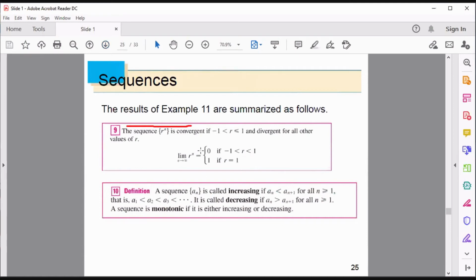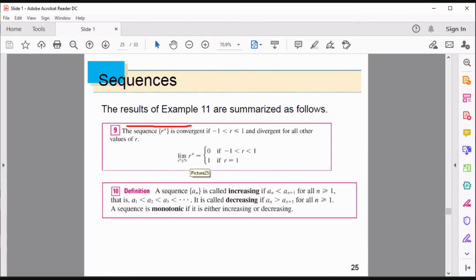Then this is all. Here we summarized. When r is between -1 and 1, then this limit is equal to 0. When we talk about r to the n, it's convergent: it's equal to 0 if r is between -1 and 1, and it's equal to 1 if r equals 1, obviously, because it becomes a constant sequence. And if r is outside, it's divergent. That means sometimes it's infinity, and sometimes the limit does not exist. However, it's divergent. This is all about convergent and divergent.